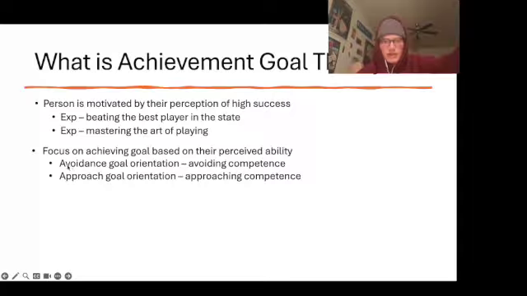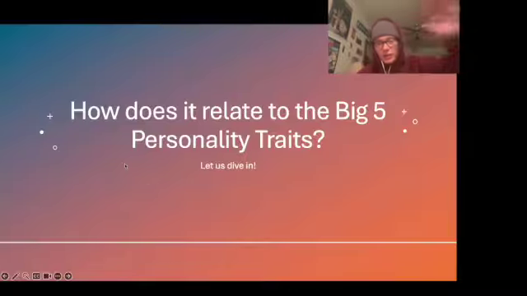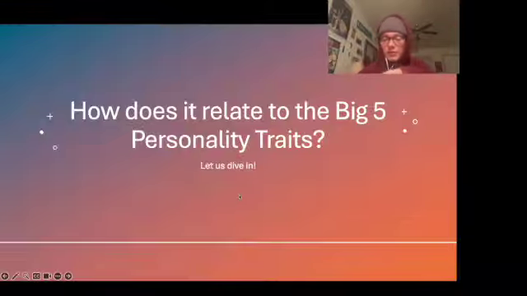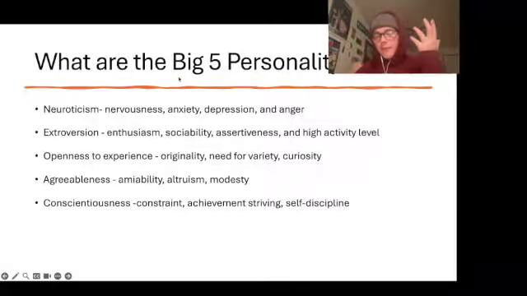There are 2 types here. I said avoidance goal. So they're avoiding competence of something, or they're approaching competence of something. So how does this relate to the big 5 personality traits? Many ways. But first we must understand what the big 5 personality traits are.